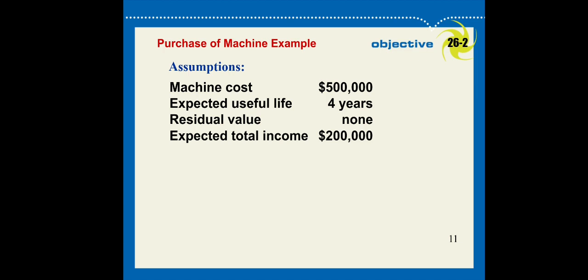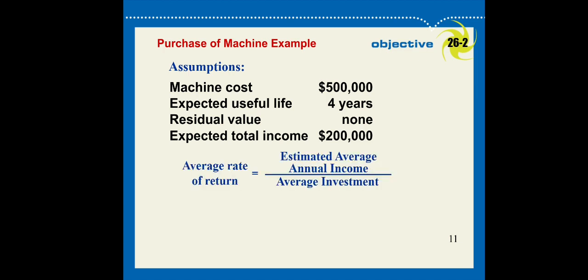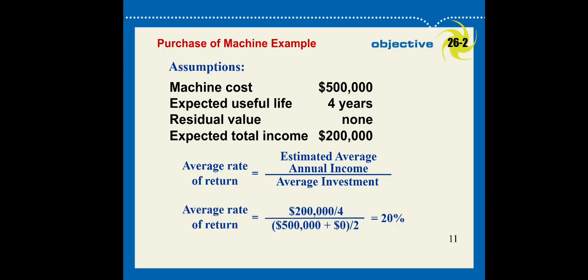If this is the project or potential investment, then how do we analyze this capital investment using average rate of return? You have to use this formula. Average rate of return equals estimated average annual income divided by average investment. Remember this formula; you have to memorize it. How to calculate the estimated average annual income? The expected total income of $200,000 divided by 4 years, because that is the average for every year. That is how to calculate the estimated average annual income.